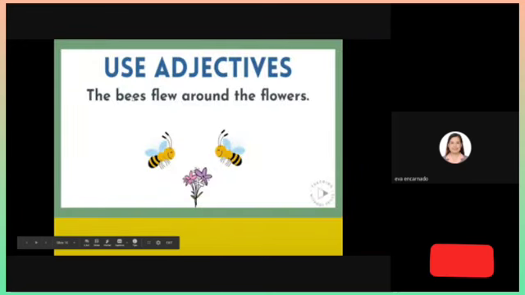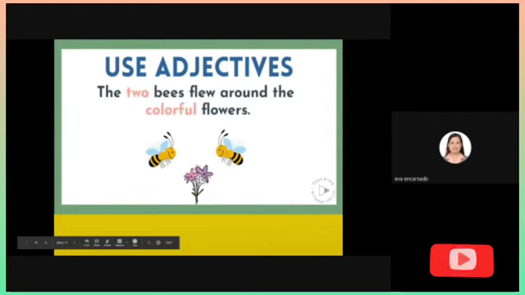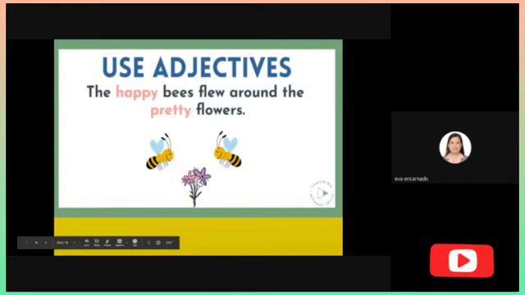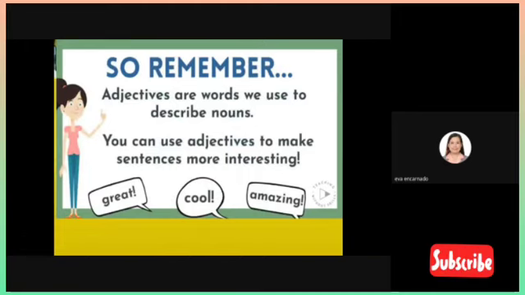Next, for example, the bees flew around the flowers. It is your sentence. If we can add more adjectives on that, we can say the two bees flew around the colorful flowers. Right? Ito pa. Or the happy bees flew around the pretty flowers. Okay, take note yung mga naka-red, yun yung adjectives. So class, remember, adjectives are words we use to describe or modify nouns. Okay? We can use adjectives to make sentences more interesting.